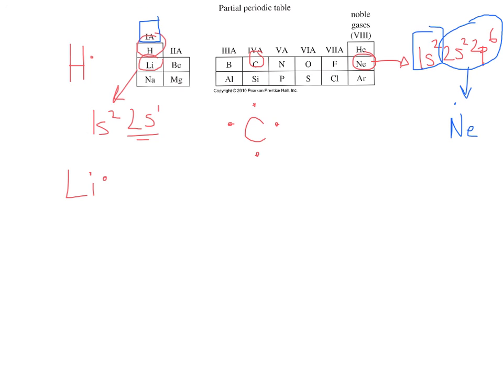So, we will draw all 8 of those around the outside of neon. 1, 2, 3, 4, 5, 6, 7, 8. And those are my 8 valence electrons. Therefore, this would be the atomic symbol for neon. The Lewis structure of neon would have 8 valence electrons all the way around the outside.